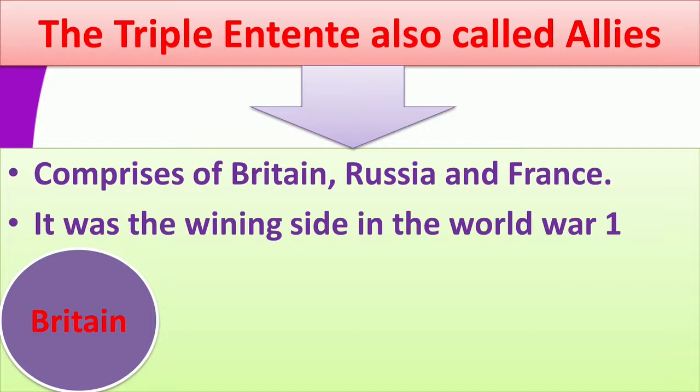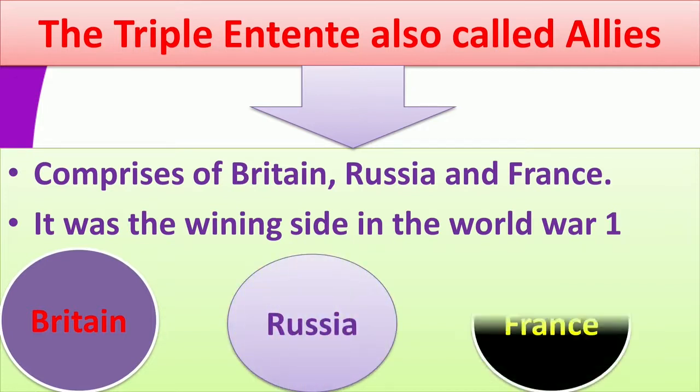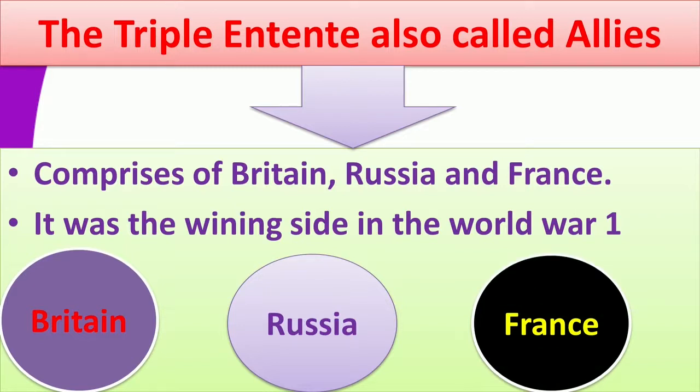You're going to see the reason why. This was Britain, Russia, and France. They emerged as the winners of this war. So they called themselves Triple Entente. This was the French term which means alliance, or rather the friendship of the three countries, Great Britain, Russia, and France. They were very strong in this war.